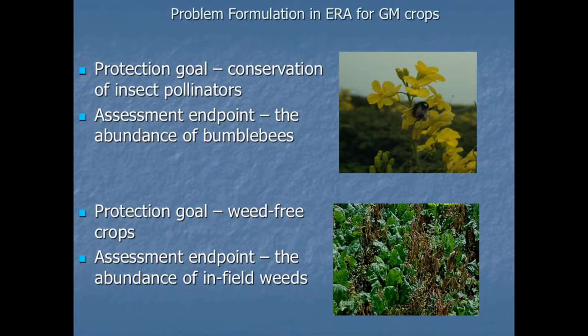So, for example, a protection goal might be the conservation of insect pollinators. We're very worried in Europe and elsewhere about bumblebees. So an assessment endpoint that you might recognise would be the abundance of bumblebees. So you might ask yourself, could growing this crop impact on the abundance of bumblebees? Or it might be that you want weed-free crops, and your protection goal is to do with good agriculture, and the assessment endpoint would be measurable as the abundance of weeds in the field.